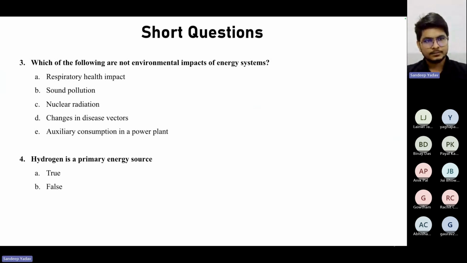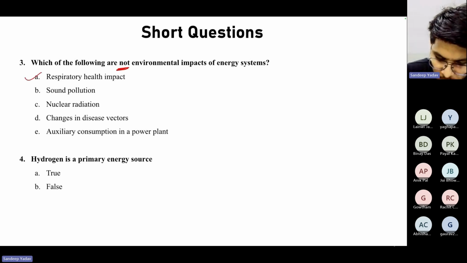Respiratory health impact, sound pollution, nuclear radiation, changes in disease vectors, auxiliary consumption in the power plants. So here we are asking, if you see respiratory health impact, yes. Here it is asking about the environmental impacts. So respiratory health has an impact on the environment, yes. Sound pollution is having an impact, yes. Nuclear radiation is having an impact, yes.